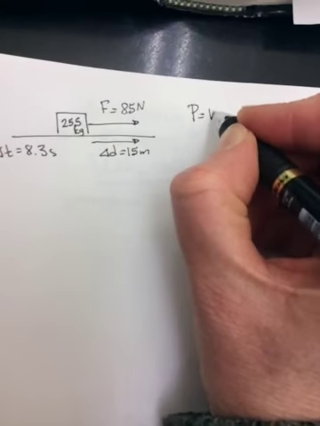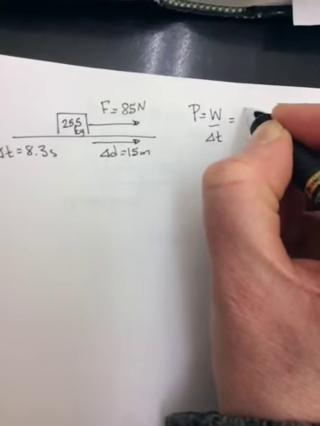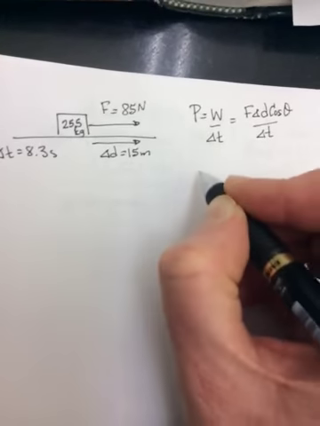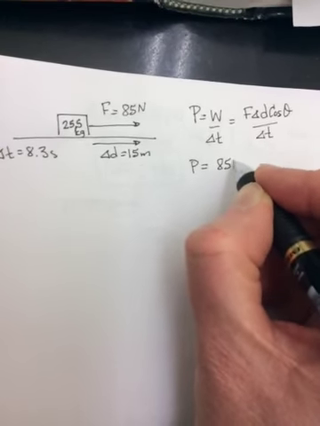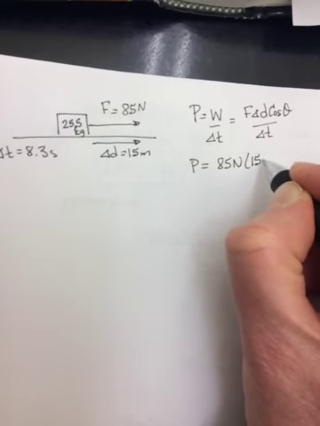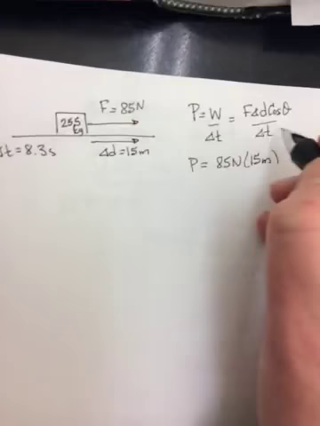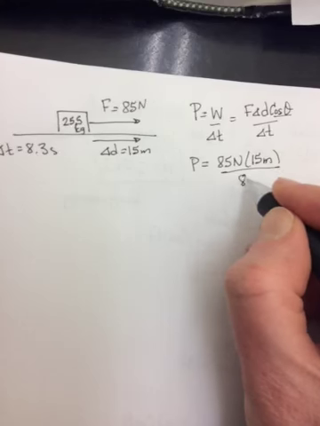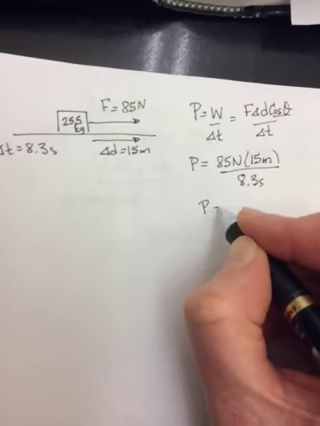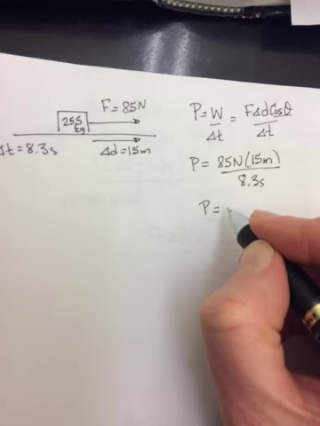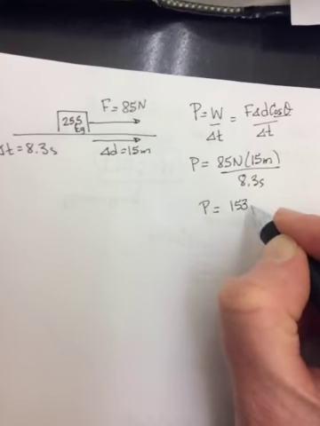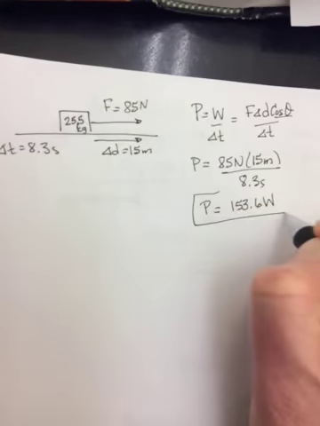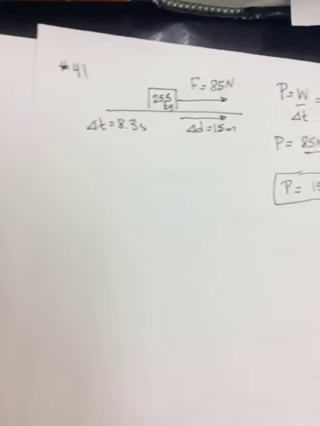So power is equal to work over time. And work is equal to F delta D cos theta over time. So the F is the 85 newtons. The delta D is the 15 meters. And if you look at the two arrows, the angle is going to be 0 degrees, so cos of theta is going to be 1. And the time is 8.3 seconds. So power is going to be equal to 153.6 joules per second, which is a watt. Okay, so that's number 41.